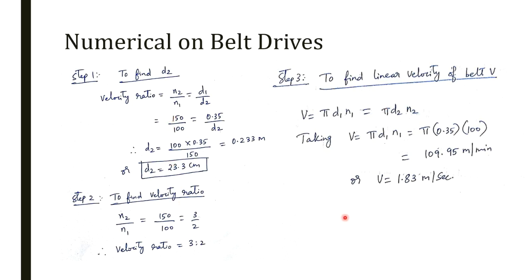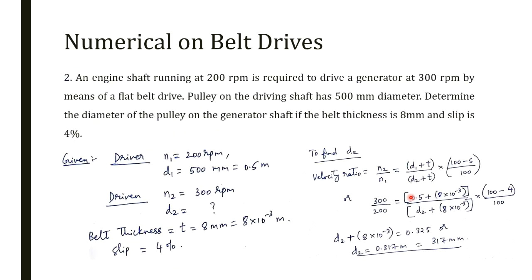I hope you have understood this problem. It is very simple. You need to only calculate the diameter of the smaller pulley and then velocity ratio and then the linear velocity. So it is simple problem.